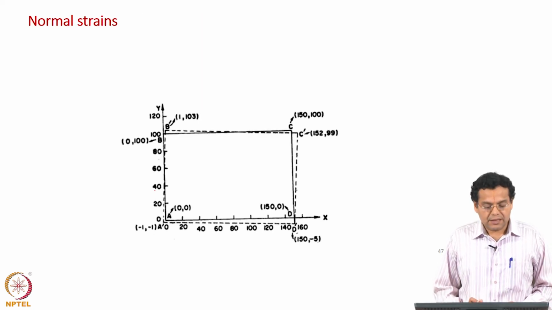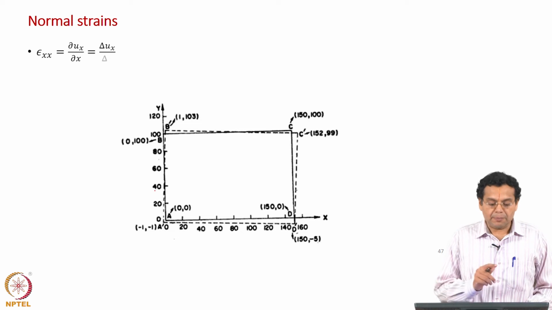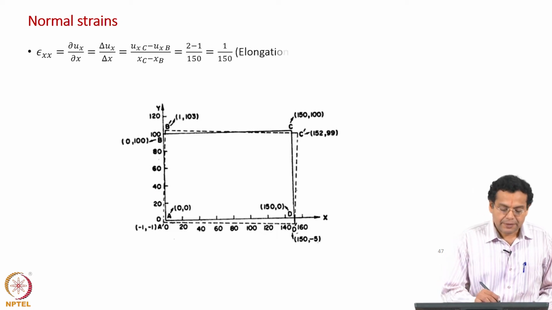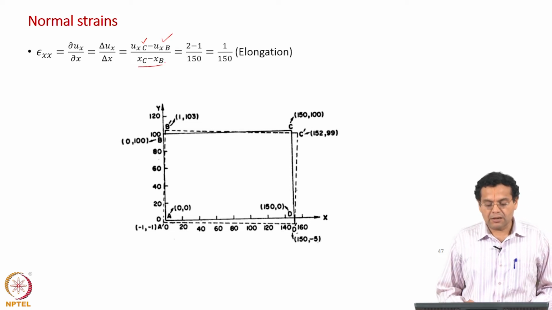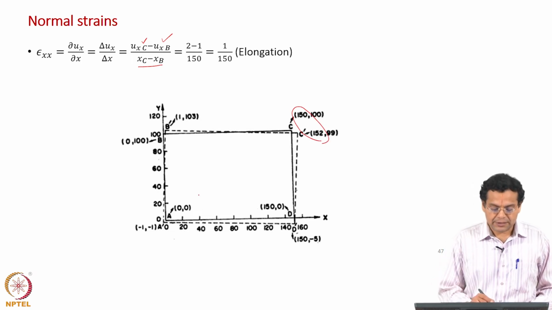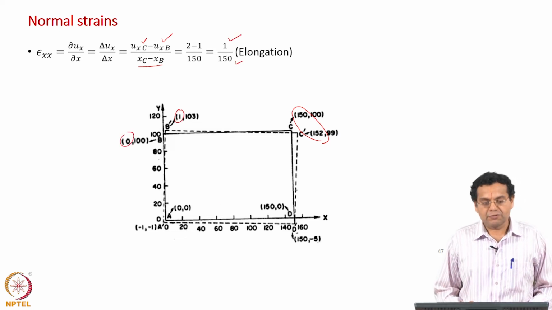Now, normal strain epsilon xx is equal to dou ux by dou x in terms of partial derivative. In terms of differences, it is delta ux by delta x, which I have already calculated. We took the line element CB and looked at the x displacement of C minus x displacement of B, and the distance between C and B along the x axis. How do you find the x displacement of C? Difference in the x coordinate, which is 2, and for B once again the difference in the x coordinate, which is 1, giving us 1. The distance between them is 150.